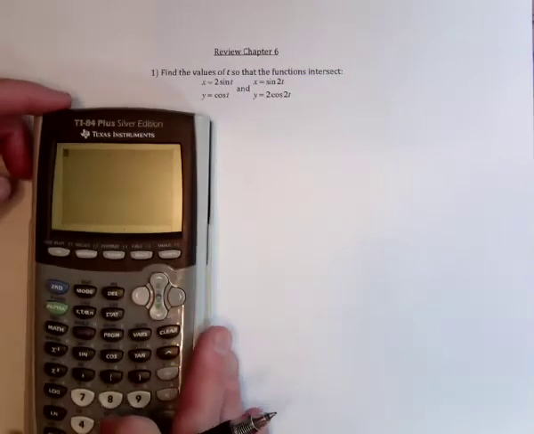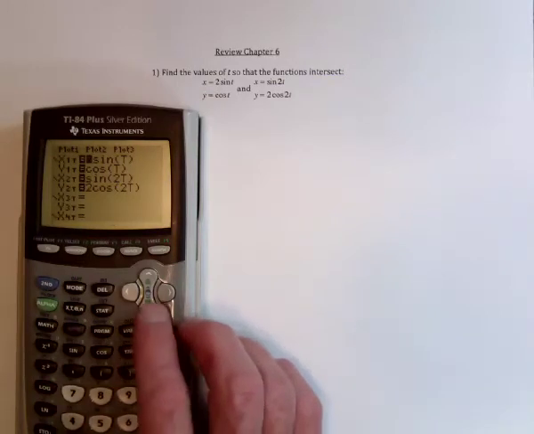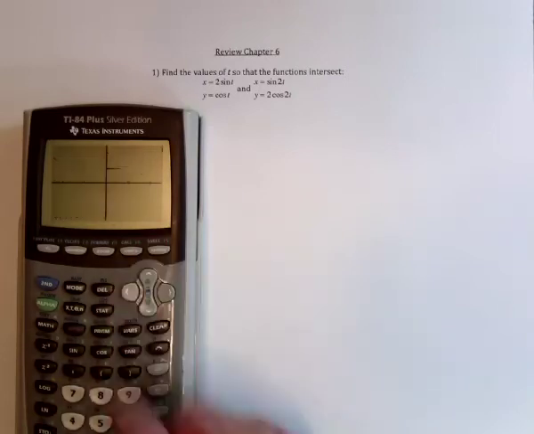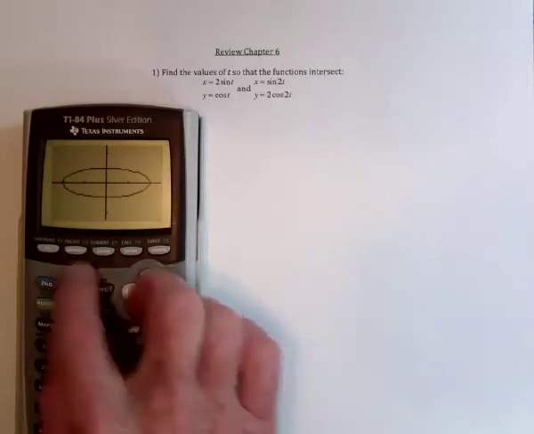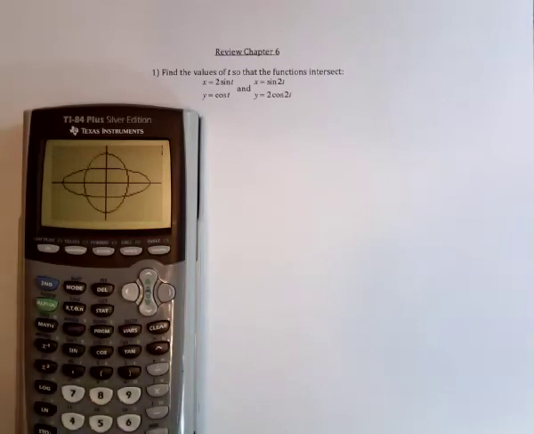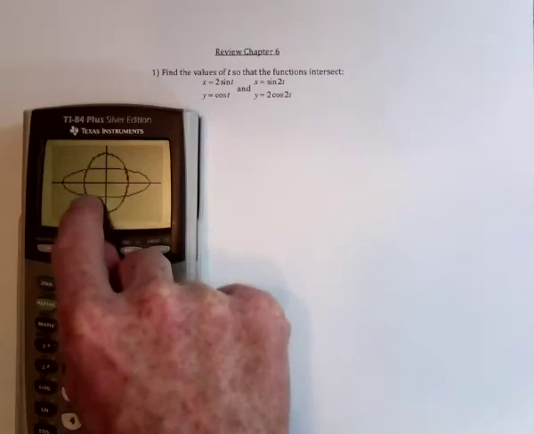This is a very interesting question. When do two parametric functions intersect? So the first thing I'm going to do is take a look at the graph. I've got it in parametric mode, and let me graph the first one first. So it's an ellipse, and the second one is also an ellipse going the other direction. So it looks like there's four places where they intersect.